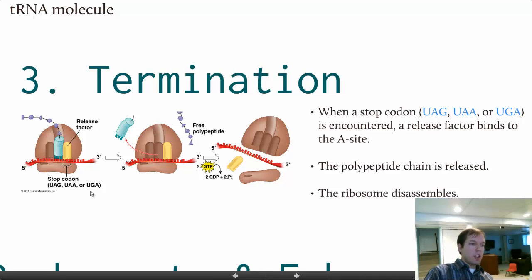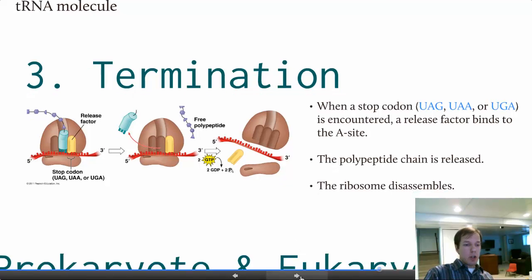So UAG, UAA, or UGA, when that codon is read, there is going to be, instead of a tRNA, a release factor that will clip the amino acid chain away from the tRNA, and we now have a free polypeptide chain that will float away from the cell. Then the ribosome is going to disassemble, and it will reassemble and get ready to be reused to make a new protein.